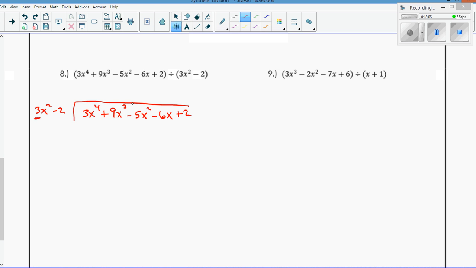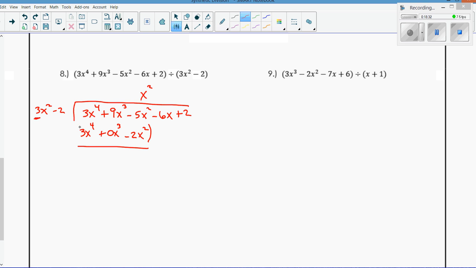So if I want to multiply, let's say I put an x squared here. Notice that x squared times 3x squared is what gives me 3x to the 4th. Yesterday we never had that 3 there, so it was a little bit easier. X squared minus 2. Now that means that I have negative 2x squared, which means I'm right over here. So I would add in a 0x to the 3rd as a placeholder. Remember, we have to line those like terms up.